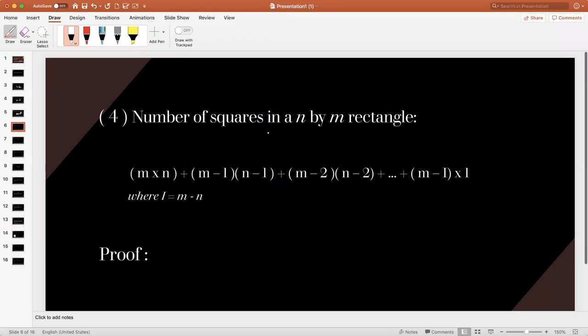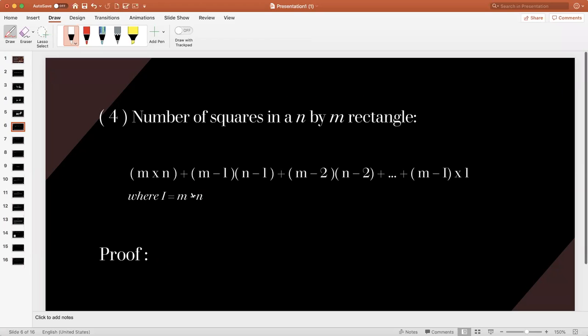In our fourth theorem, the number of squares in an n by m rectangle is equal to m times n, plus m minus 1 times n minus 1, plus m minus 2 times n minus 2, all the way down to m minus n plus 1 times 1, where m is greater than n. We keep that in mind.